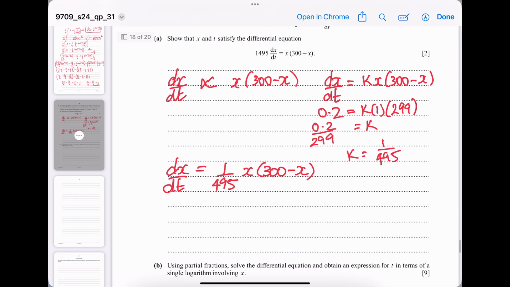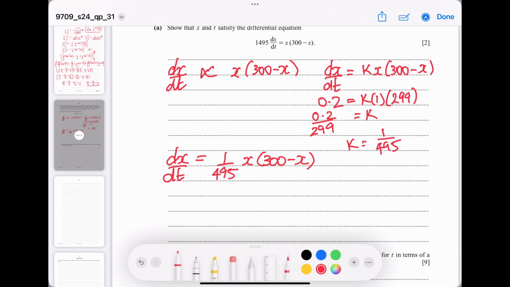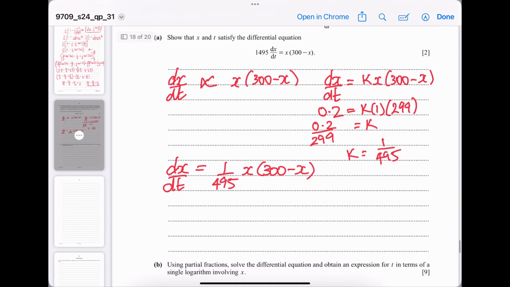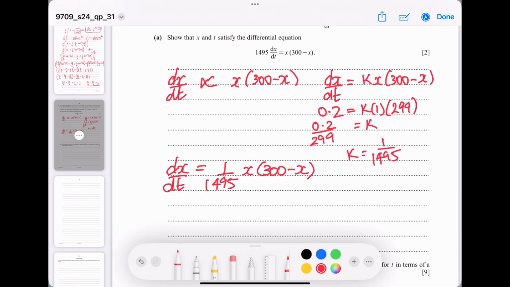So all we need to do now is to just rearrange that. Apologies, this is 1495. We just need to rearrange that so it looks as it does in the original question. So we're going to multiply both sides by 1495. So 1495 dx dt is equal to x (300 minus x).